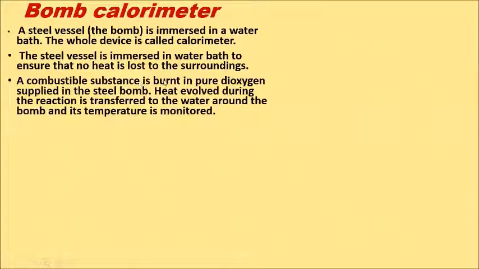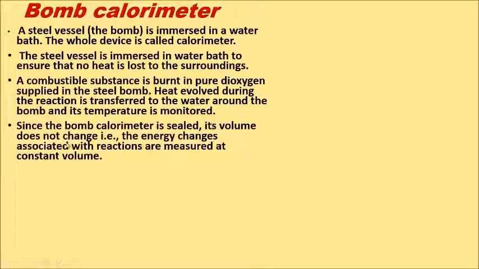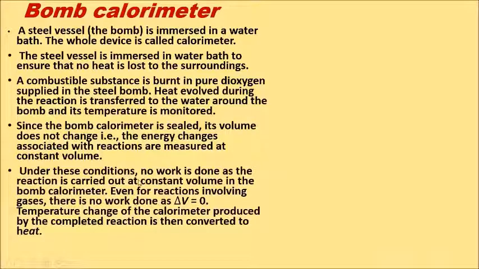A combustible substance is burnt in pure oxygen supplied in the steel bomb. The heat evolved during the reaction is transferred to the water around the bomb, and its temperature is monitored through a thermometer. Since the bomb calorimeter is sealed, its volume does not change. That is, the energy changes associated with reactions are measured at constant volume. Under these conditions, no work is done as the reaction is carried out at constant volume in the bomb calorimeter. Even for reactions involving gases, there is no work done as delta V is equal to 0.